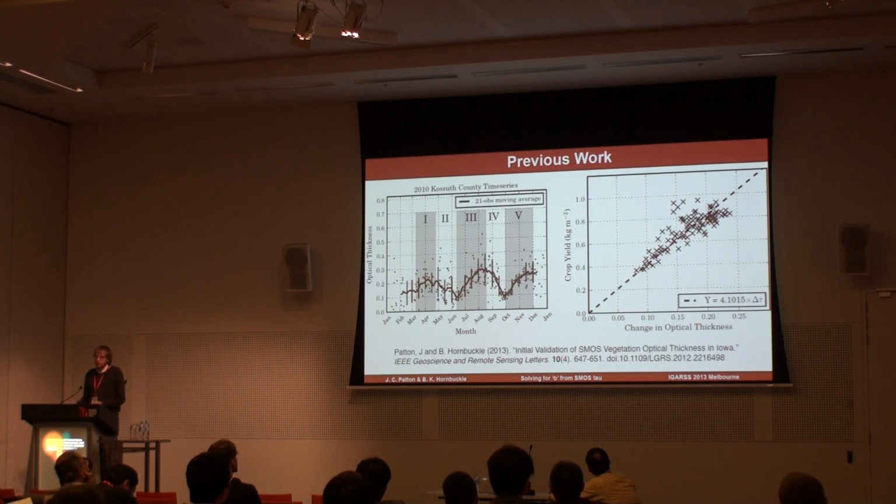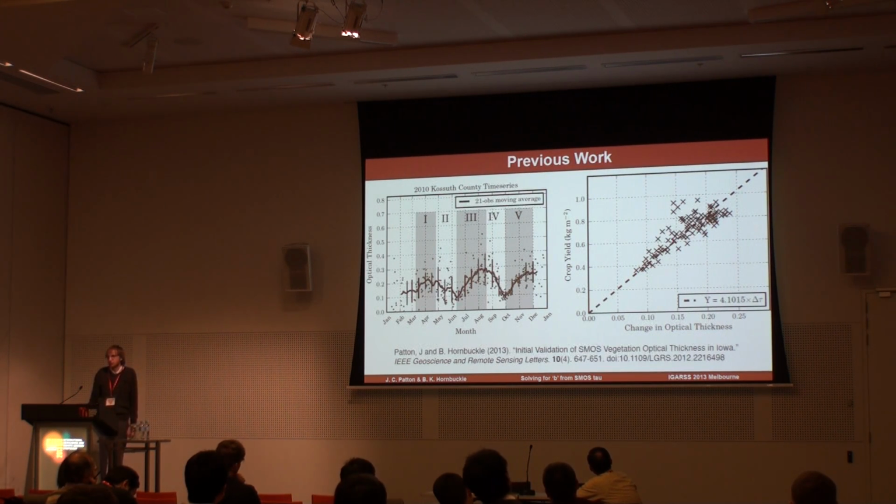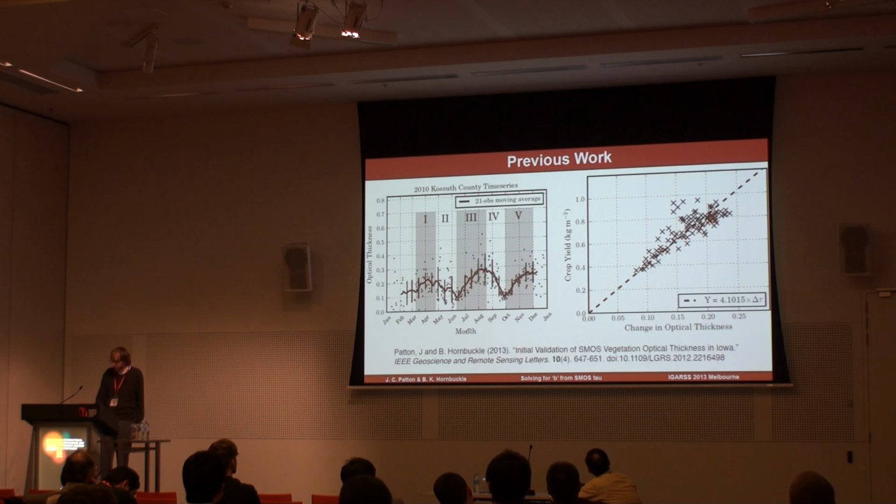Then we wanted to try to find a way to validate this tau data, and the best thing that we could come up with was using crop yields for each county in Iowa, and then comparing that to this maximum change that you see in optical thickness. So this would be the minimum at the beginning of the season, and the maximum as the crops are maturing. We found a pretty good relationship there, pretty linear, and it pretty much fits right through the origin. So that's nice and all.